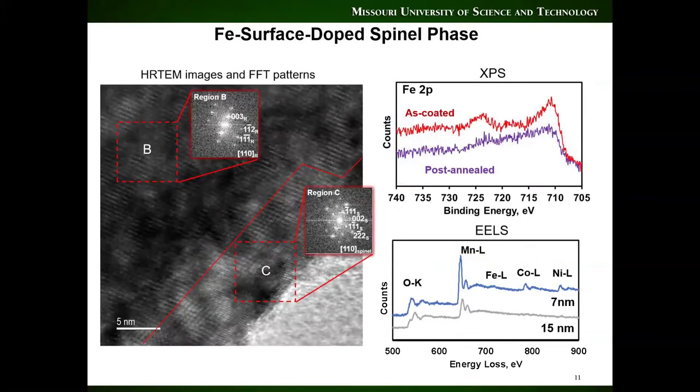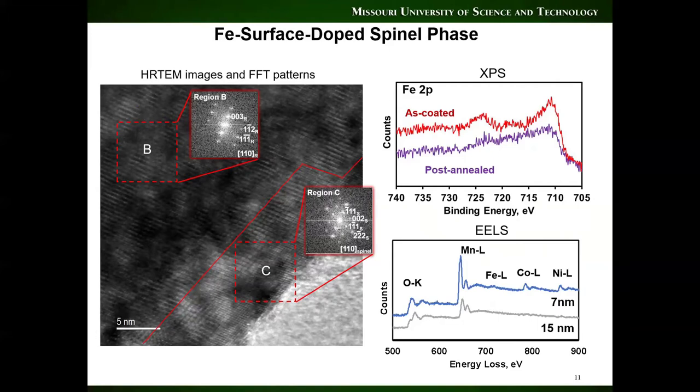On the left hand, in the high resolution TEM image, we can observe different lattice d-spacing at the interior B region and the surface C region. The corresponding fast Fourier transform patterns show that in the interior B region, the structure remains the original layered structure of this cathode particle, but on the surface C region, the structure of the spinel phase was observed due to iron surface doping.